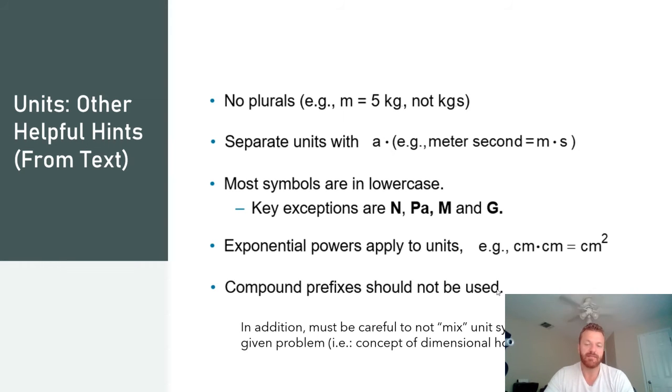That last point that I've added at the bottom is they talk about dimensional homogeneity in the book. That's just a fancy way to say that when you pick a unit system, stick with it. And when you have an equation, naturally, the units that are used on one side of the equation are going to determine the units on the other side of the equation.